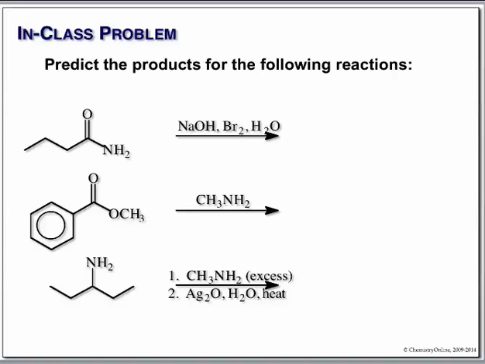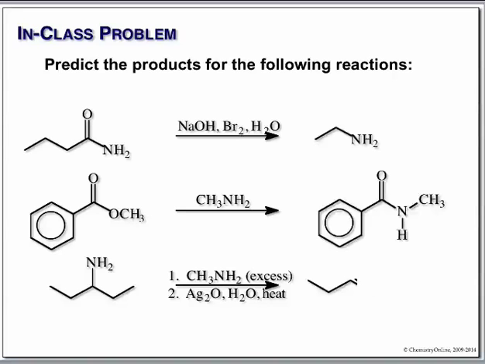Our first one, this is our Hofmann rearrangement. Remember, we simply lose the amide carbonyl. Nitrogen moves over to where the carbonyl carbon was attached. We're going to add this, simply going to make an amide. This last guy is going to give us, following the Hofmann elimination, the alkene.